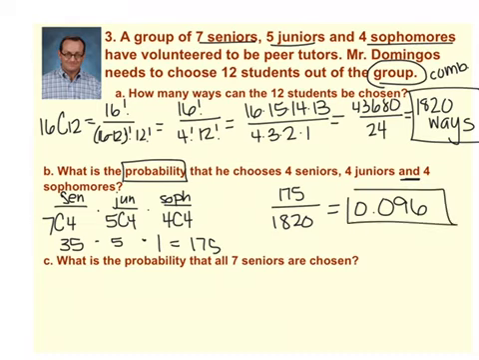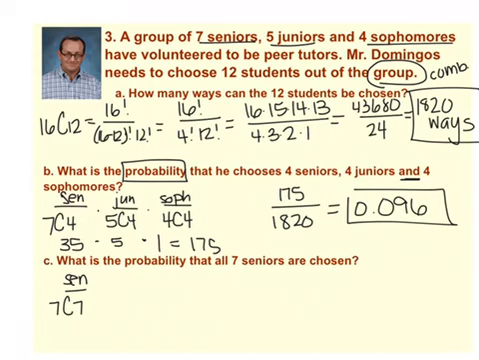So part C here, what is the probability that all 7 seniors are chosen? So it's going to be kind of like part B. I need to find my seniors first. Well, I have 7 seniors, and I want to choose all 7 of them. But here's the problem that we have. I need 12 students total in my group. So I still have to pick another 5 of them because I've only picked 7.